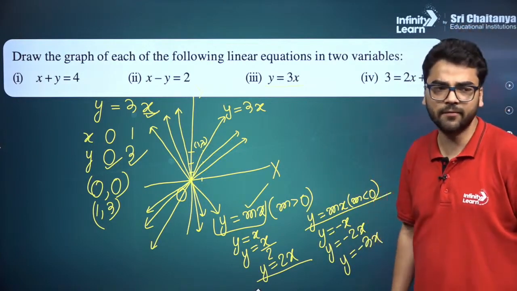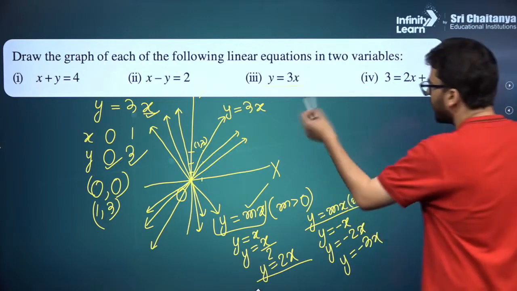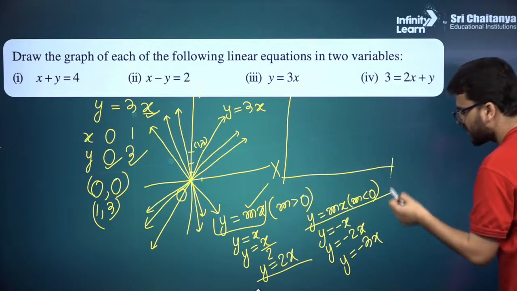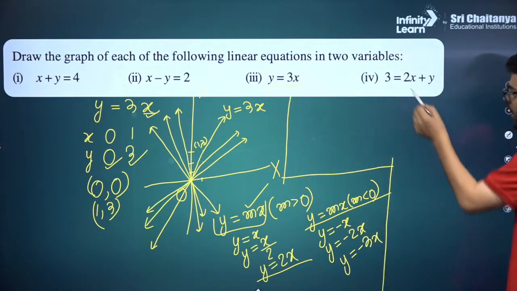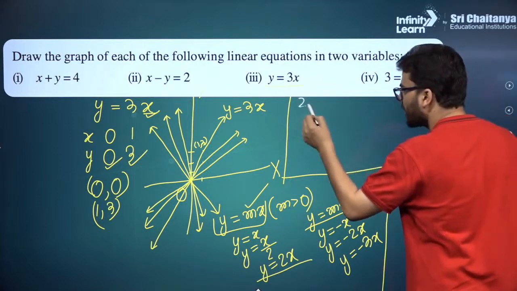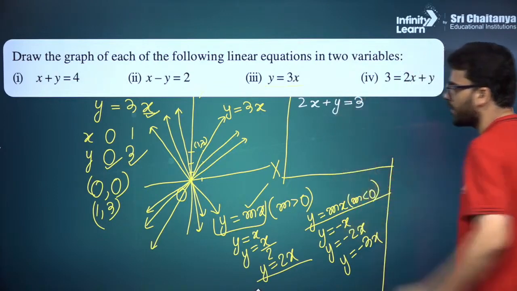Okay, so the graphs are very important. Please try to understand that graphs are very important. Now suppose the last graph which I have to draw, which is given in the question itself. The equation is 2x plus y is equal to 3. I can write it properly like this: 2x plus y is equal to 3, right?